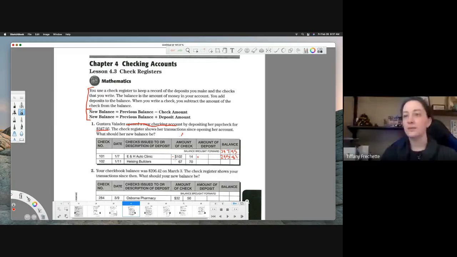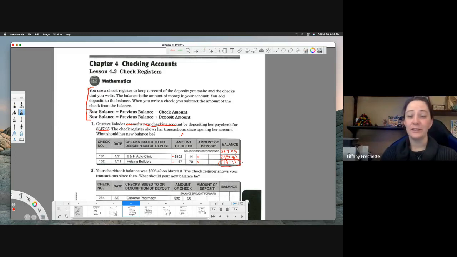All right, same thing. We're going to do the same thing with the next check. We're going to subtract this Hessing Builders check that she wrote for $67.70. If there was a deposit, we would also add that to this balance here, and then we would have $178.11. So this is the amount in her account as of right now.